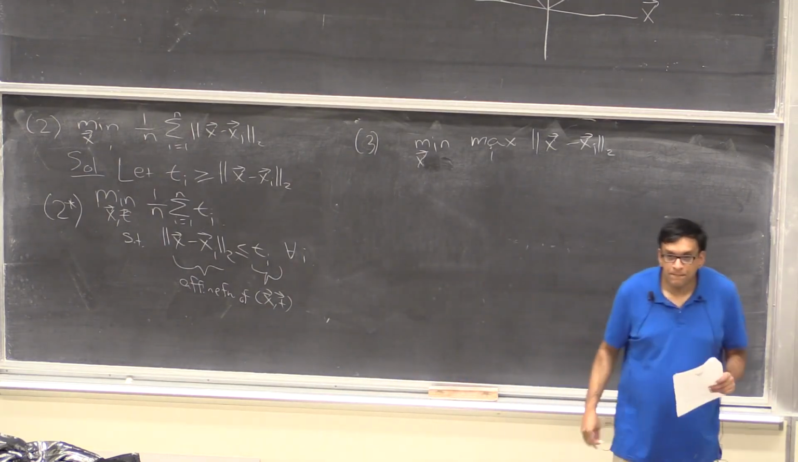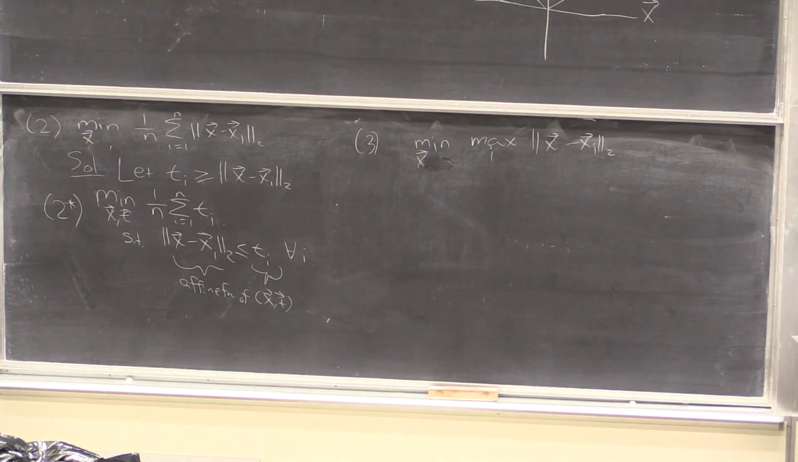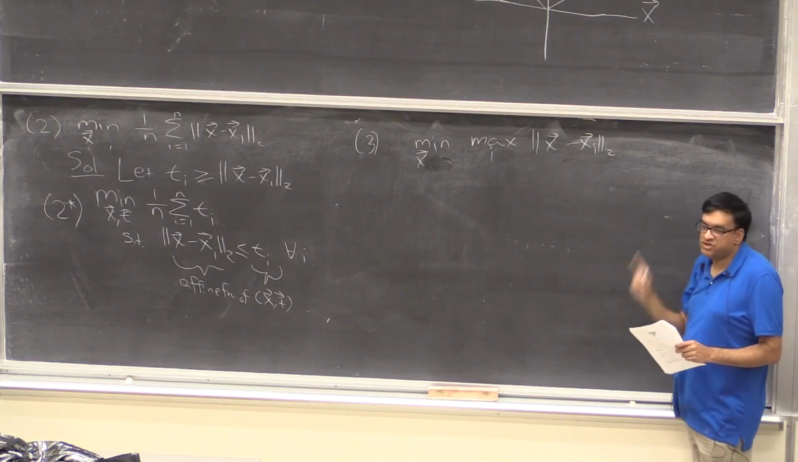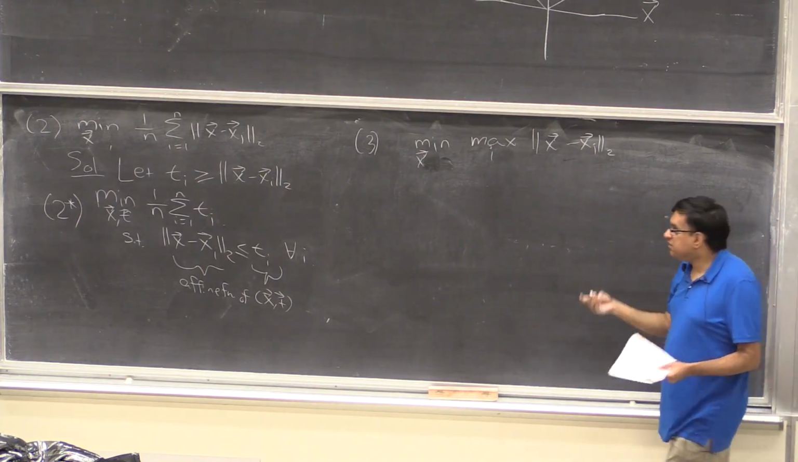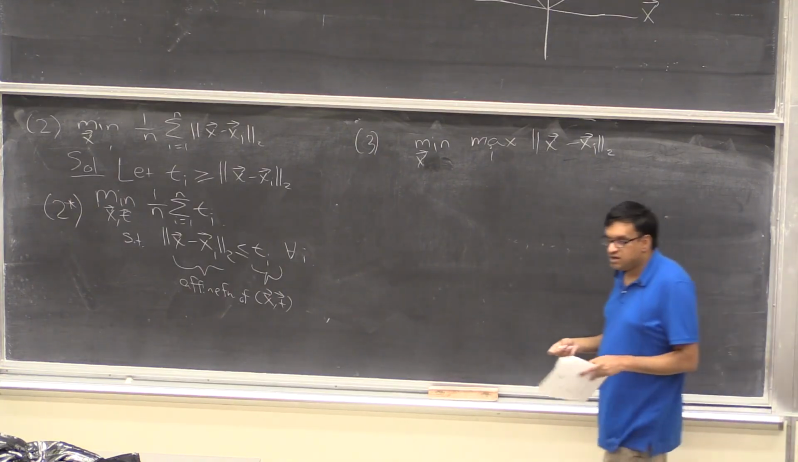Just to clarify, for equation 3, you're finding the max value of the 2 norm difference, and then minimizing over that, right? Yeah, we're finding the max value of this distance over all the i, and we're finding the point which minimizes the maximum distance.